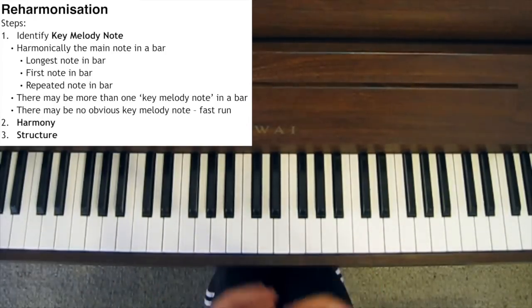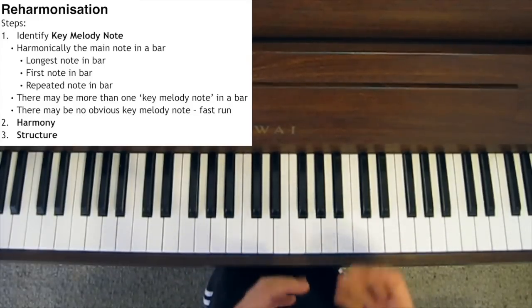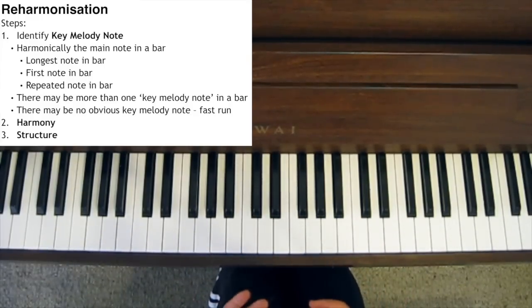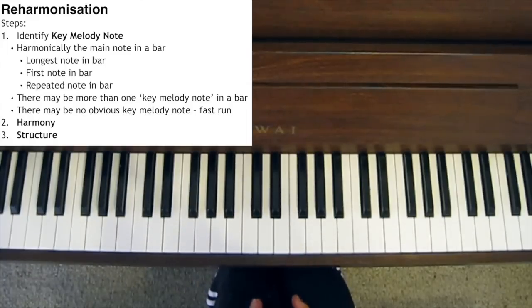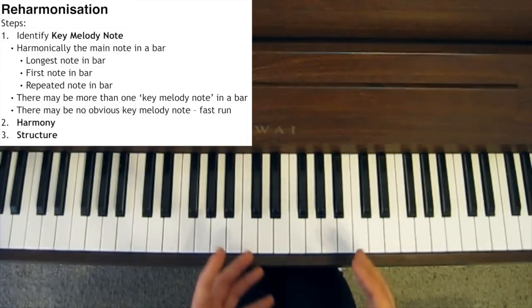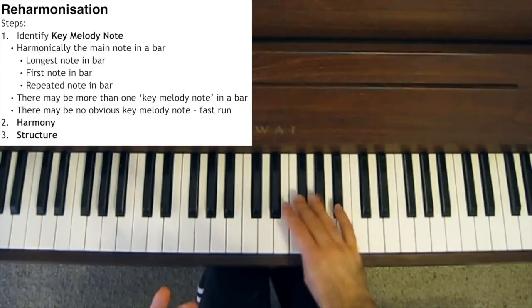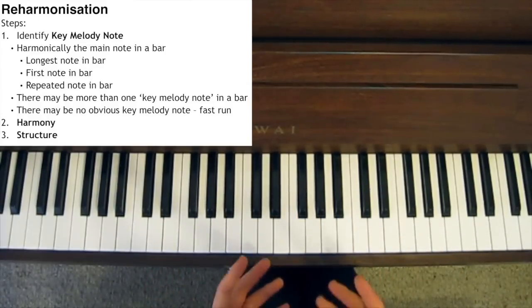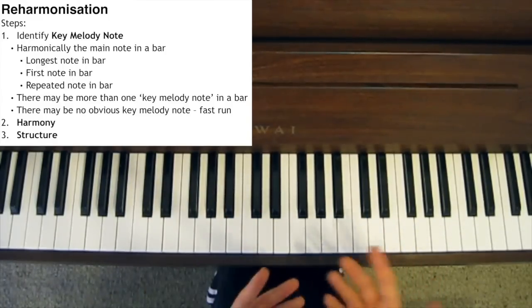Now in a particular song, there could be more than one key melody note in a single bar, in which case you really should account for both of them. Or you can break that bar down even further and look at key melody notes for each half bar. Now there may not be a clear or obvious key melody note for a particular bar, like if for example you just have a quick run of notes. It might be difficult to determine which one is more harmonically important than any other note in that bar.